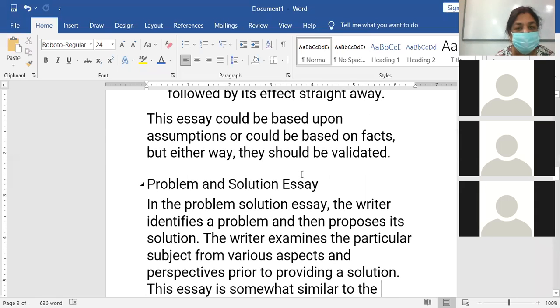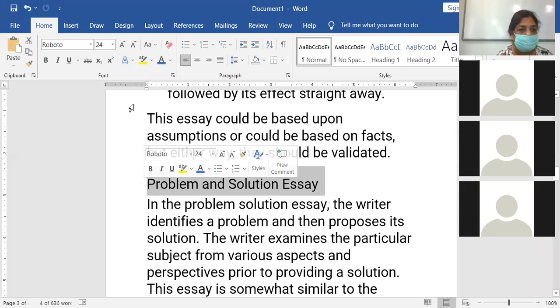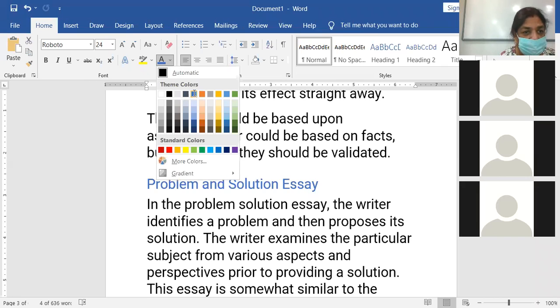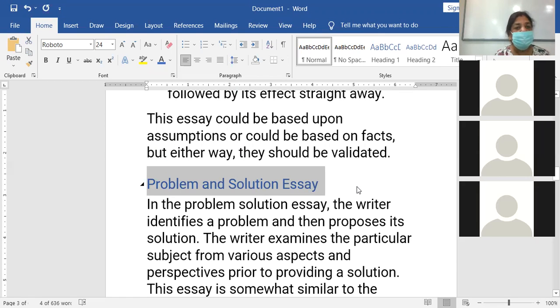Next is problem solution. Now all of these are your expository essays. I'm making life so easy for you. If they give you something to write, or expository, I think you can write something on all the six types we are telling you. Try to write.